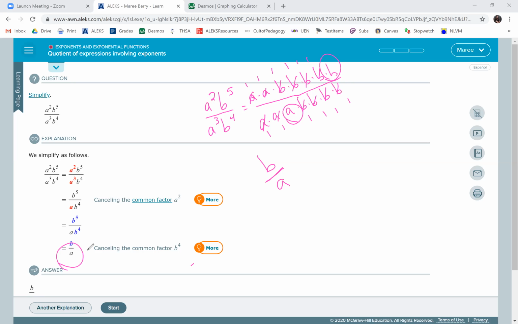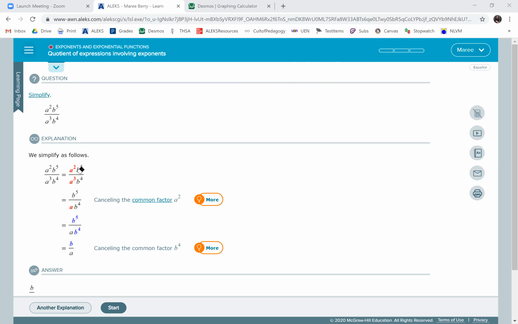Now, the way they show it is, they talk about the squared and the cubed on the a, and they just subtract. 3 minus 2 is 1. And because the 3 was in the denominator and it's bigger, that's where it goes. Because the b is bigger in the numerator, when you subtract 5 minus 4 and you get 1, you get your b to the first power here. When it's to the first power, you don't have to put an exponent on it.